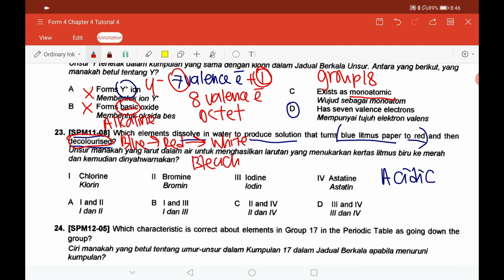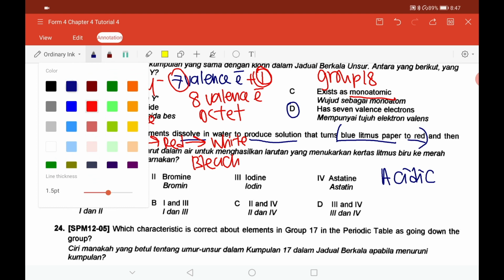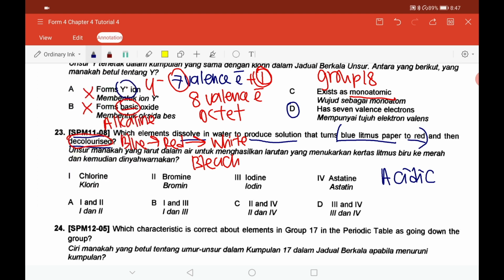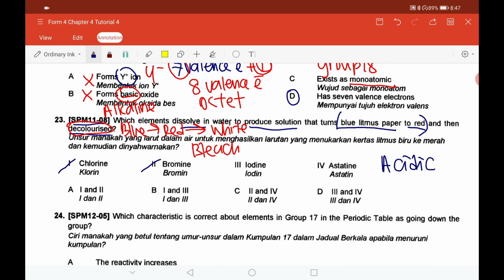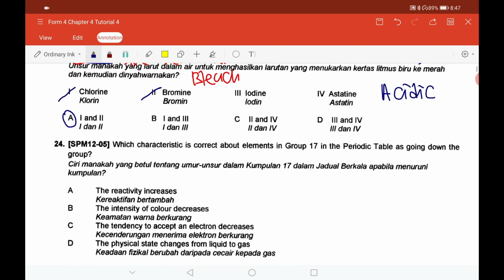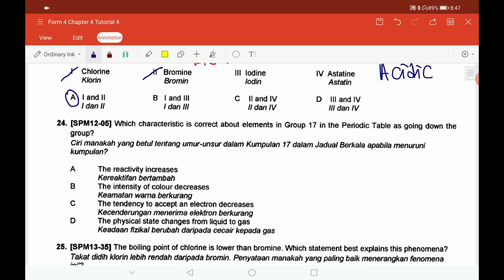So this is actually a bleach. When you see that the litmus paper decolorizes, meaning no more color, that is bleach. In group 17, there are 2 important bleaches you need to know, which are chlorine and bromine. We learned this in the last lesson. So the answers are 1 and 2. This is very straightforward.